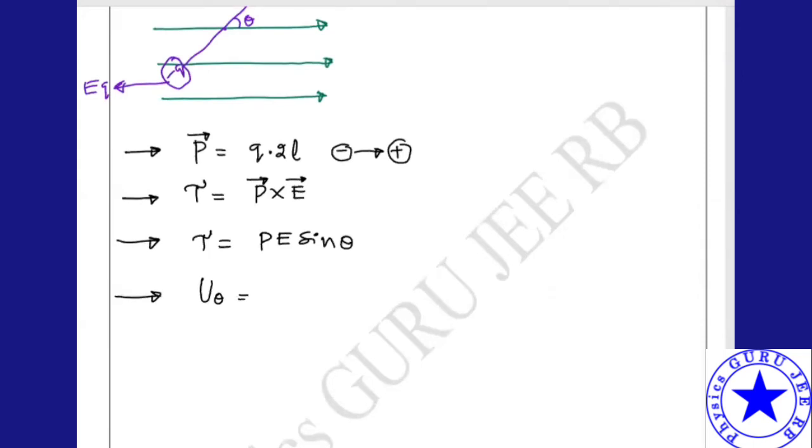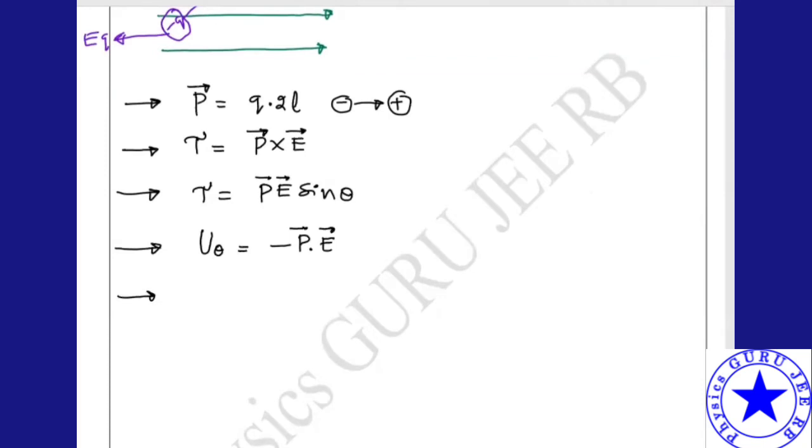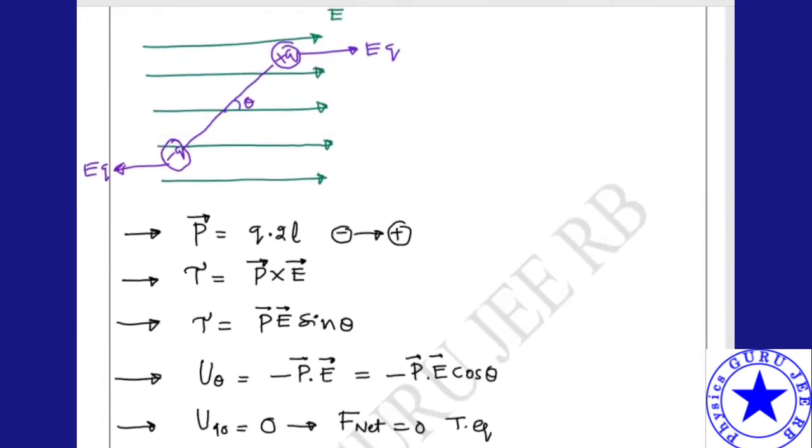Next, what we discussed, potential energy. Potential energy can be written as minus P dot E, of course, these are vector quantities. This can also be written as minus PE cos theta. The assumption we did is theta equals 90, which gives 0. And net force is always 0 because it is translational equilibrium. So this is the information that we got from here.